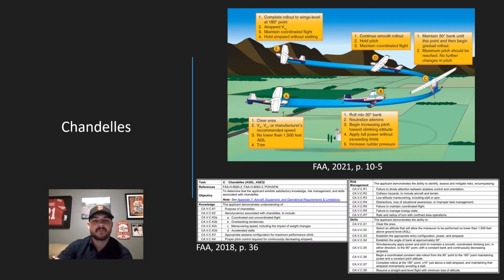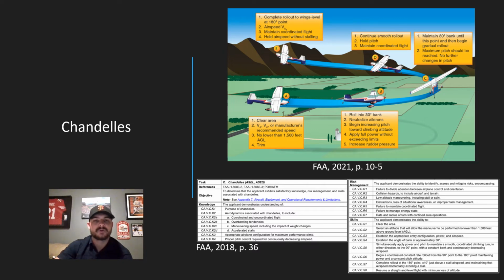Chandelles is the one I'm having the most trouble with because I like to stall the aircraft during the maneuver. A chandelle is a max performance 180-degree climbing turn that begins from approximately straight and level flight and concludes with the airplane in a wings level, nose high attitude just above stall speed. Left turning tendencies have a greater effect at low airspeeds with higher power settings and require an increase in right rudder pressure.